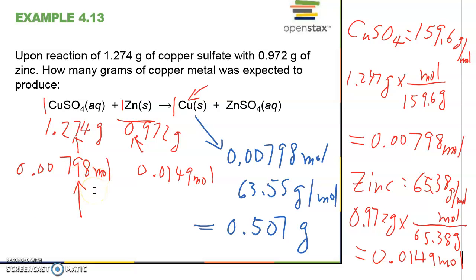In this case, we only look at the limiting reactant, which is 0.00798 moles. From there, I can tell that since the coefficient is a 1-to-1 ratio, the copper should have the same number of moles as the copper sulfate. So I determine how many moles I have, and then multiply that by the atomic mass, and I can tell how many grams will be produced.